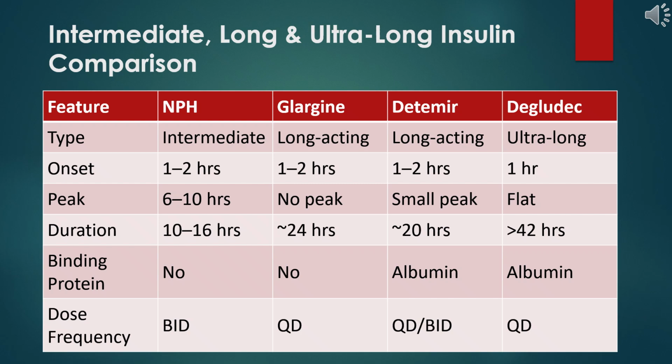Next, we have long and ultra long insulin comparison. Intermediate insulin like NPH peaks after 6 to 10 hours. Glargine has a flat action curve with no real peak. Detemir binds to albumin and sometimes needs to be given twice a day. Degludec binds albumin as well and has the longest duration of over 42 hours. These insulins are ideal for providing steady background coverage.